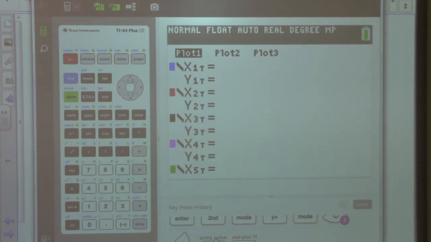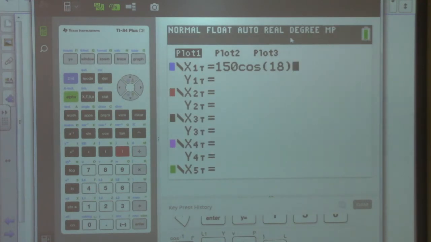The x value is 150 cosine 18 degrees, and we know we're in degrees because of this up here, right? And then times t. This is going to explain the horizontal motion of the baseball.